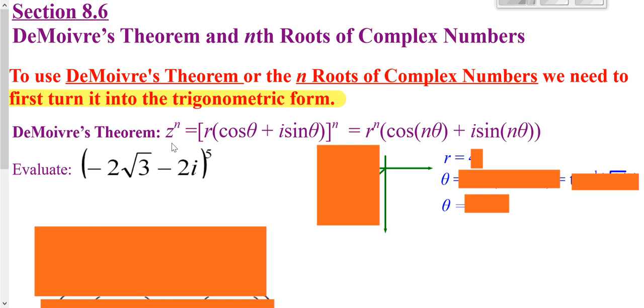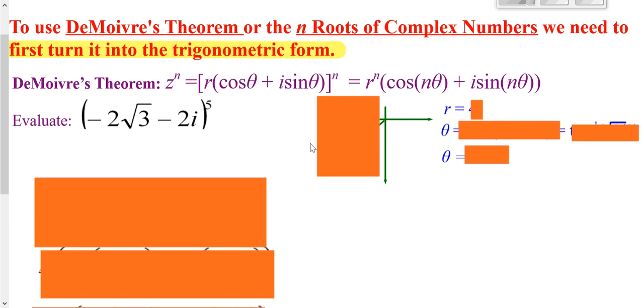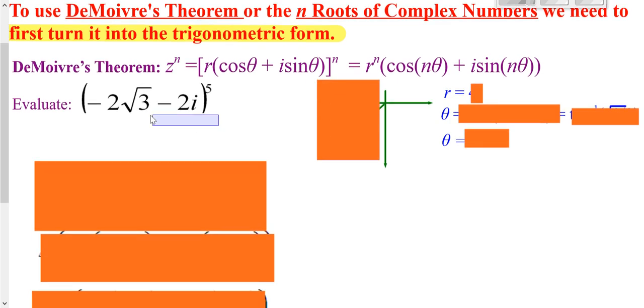So De Moivre's theorem says if you have a complex number you're raising to a power and it's in trig form, you apply that power to r, and then you just multiply your angle by that number. Not raise it to that power, but just multiply it by that. So we're going to evaluate this.